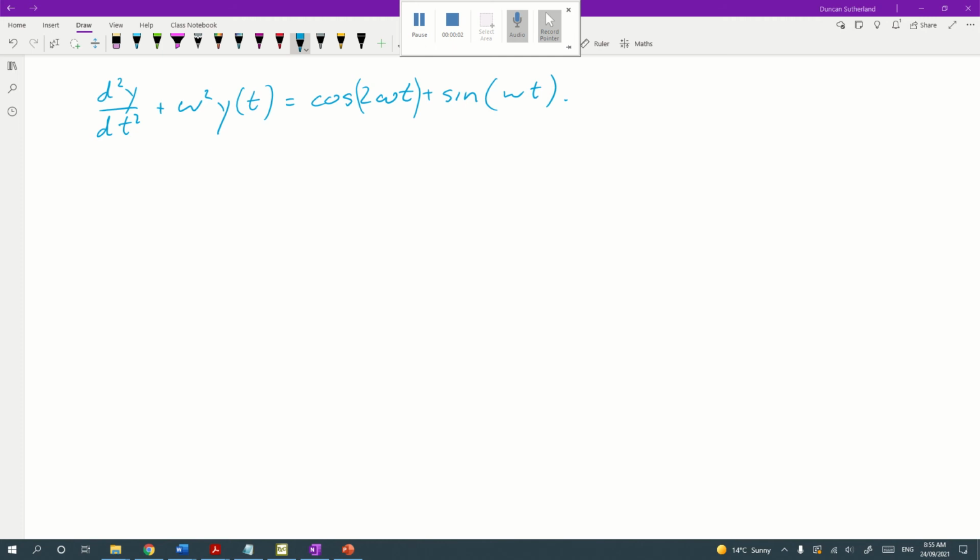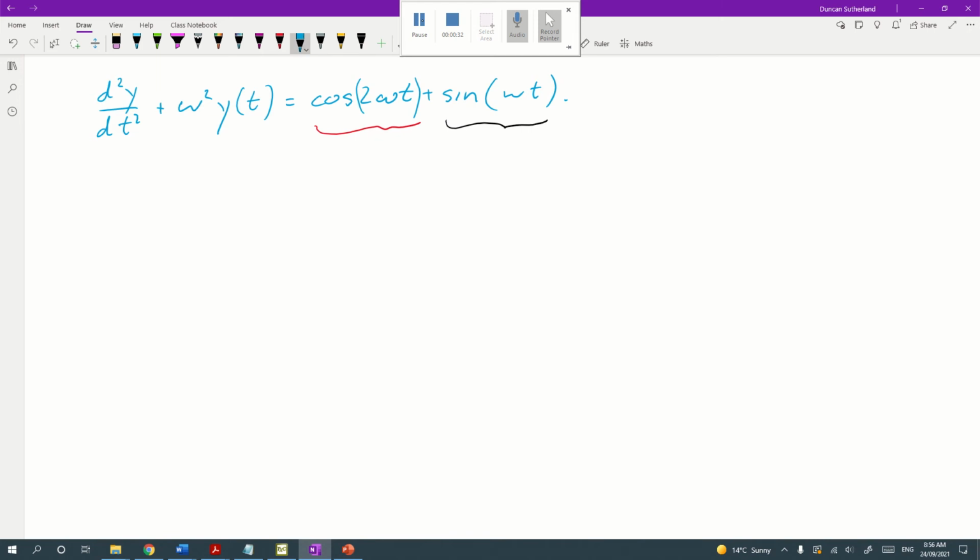This is an example that arose out of quiz 3, which was held recently. People were confused as to why this was a resonance case. So I thought we could do this as a worked example. It's a little bit different from some of the worked examples you've seen before because we have this function plus this function here as our driving term.